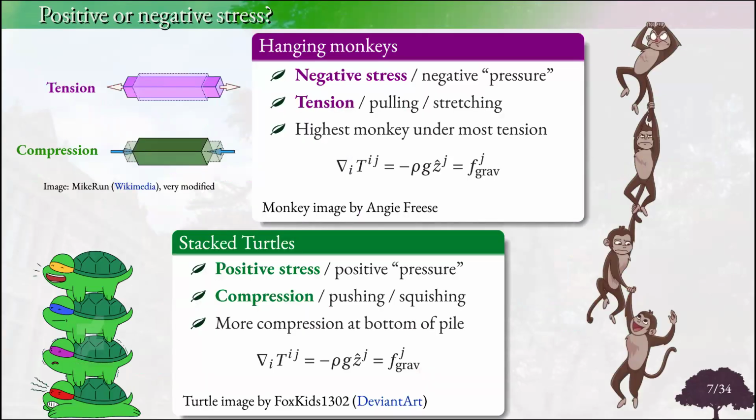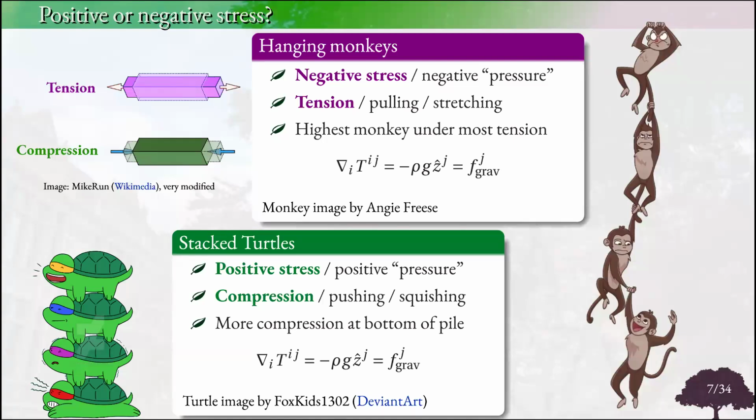Now, what does the sign of this stress mean? The sign of it has to do with whether the stress or the pressure is compressive, in which case you're pushing in on something, or tensile, in which case you're pulling on it. These turtles and these monkeys, I think, are pretty nice illustrations of the difference between positive compressive pressure and negative tensile pressure. An interesting thing here, too, is that the sign doesn't necessarily tell you about whether the force that's responsible for the tension or compression is attractive or repulsive.